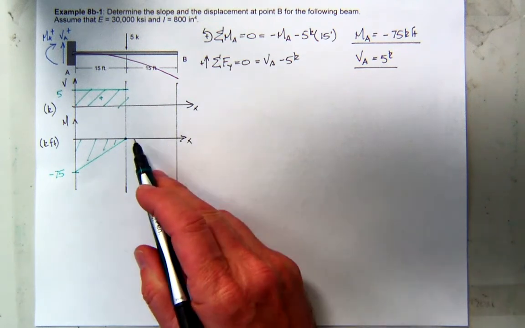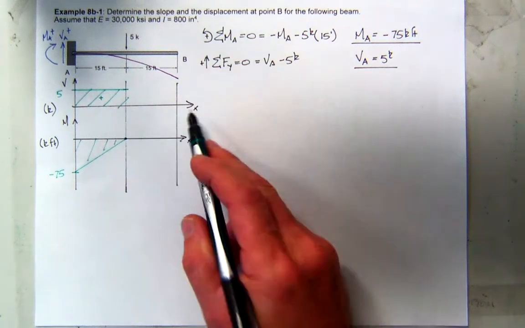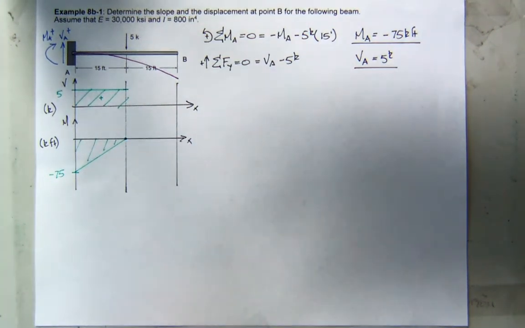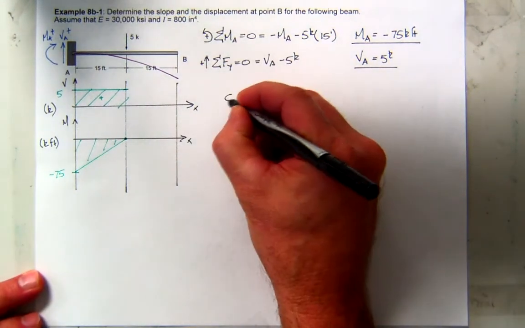And the change in moment over the last 15 feet should be the area in the shear diagram, which is 0, and we're done. So there's our moment diagram. Any questions about that? All right, let's draw the conjugate beam.